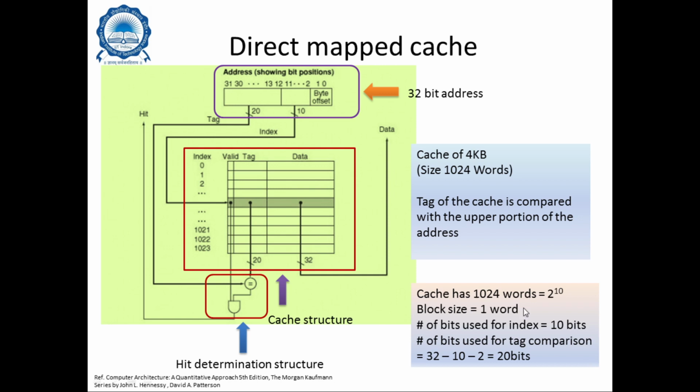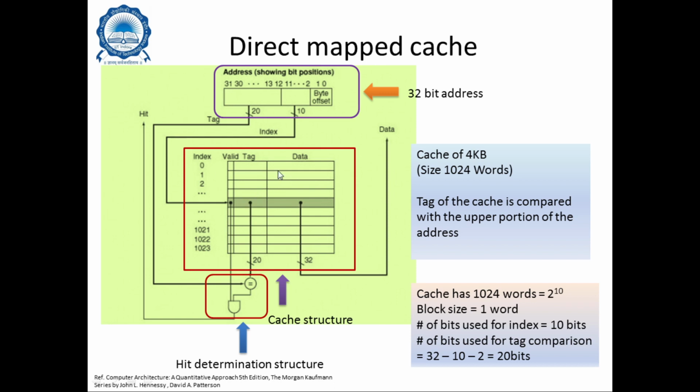So the cache has 1024 words, which is equal to 2 to the power 10, and the number of bits used for the index is 10 bits. The number of bits used for tag comparison, or the tag size, is equal to 32 minus 10 minus 2. Here the value of m is 0 because it's a single word cache, not a multi-word cache. 2 to the power 0 gives you 1, so one word. Since m is 0, we will not have the variable m as part of the equation here. So it will be 32 minus 10 minus 2, which gives you 20 bits. Therefore 20 bits are used for the tag.